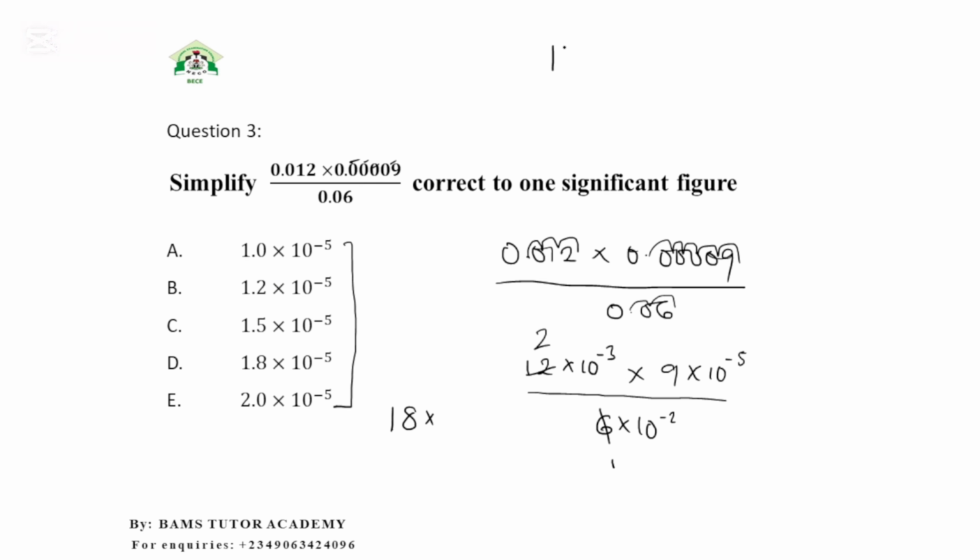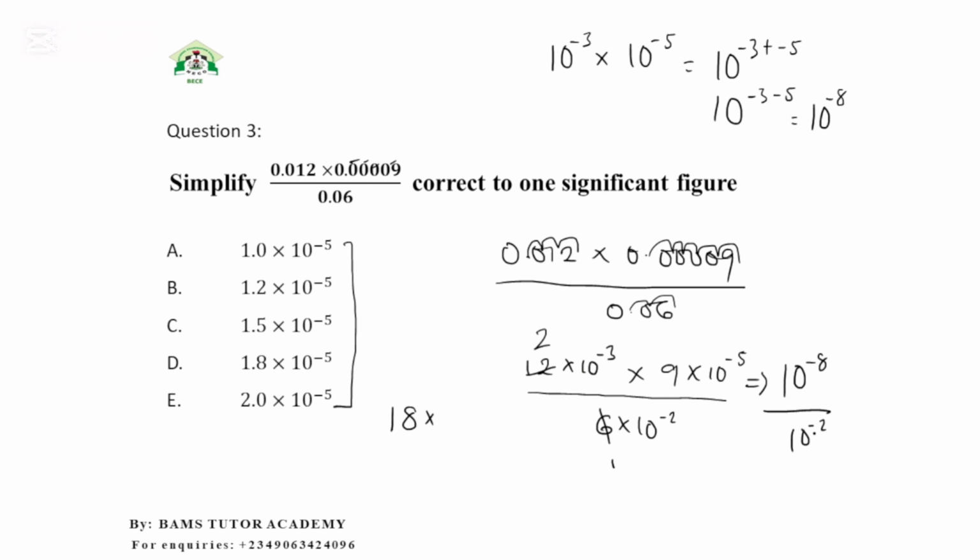So now we have 10 raised to the power minus 3 times 10 raised to the power minus 5. This is multiplying, so I'm going to add the powers. So this is minus 3 plus minus 5, which is 10 raised to the power minus 8. That's for the upper part. For the upper part it is 10 raised to the power minus 8, and for the lower part it is 10 raised to the power minus 2.